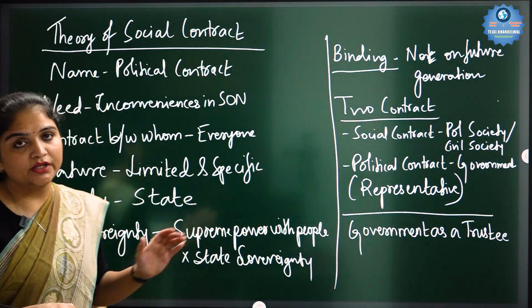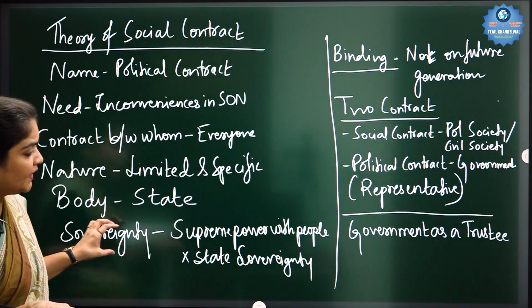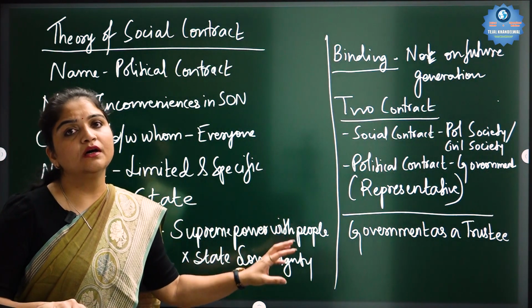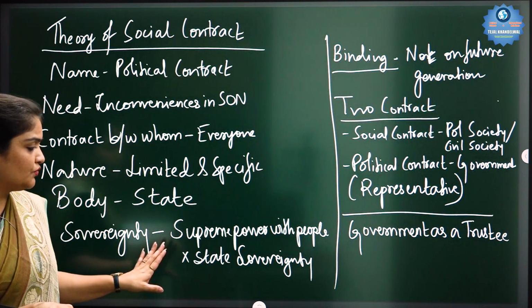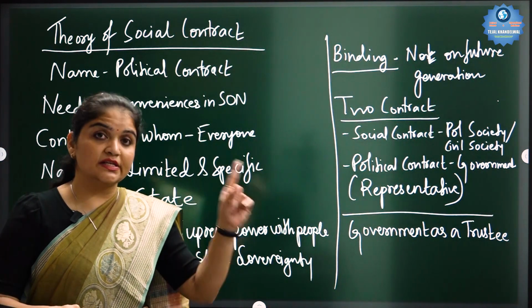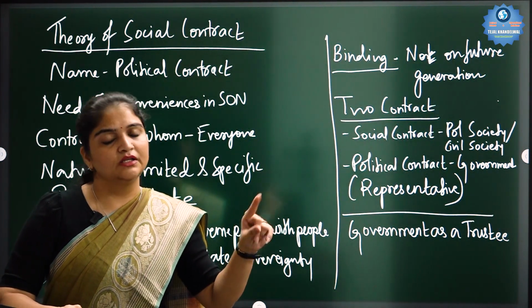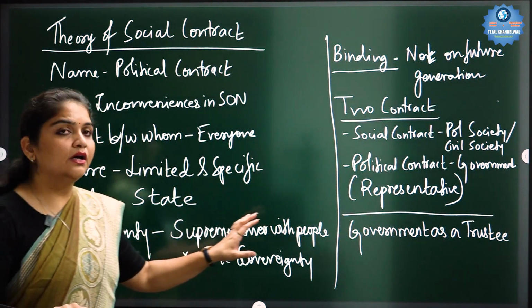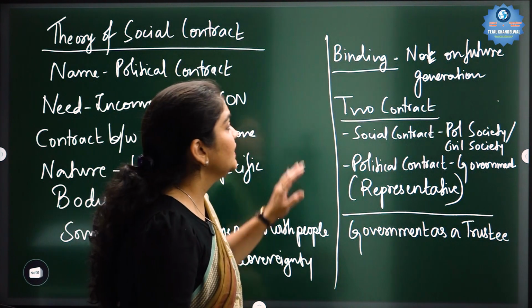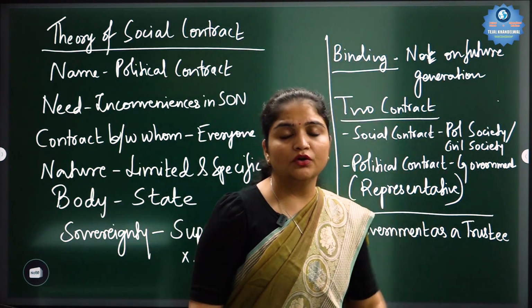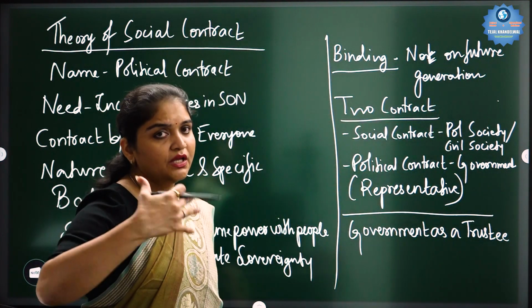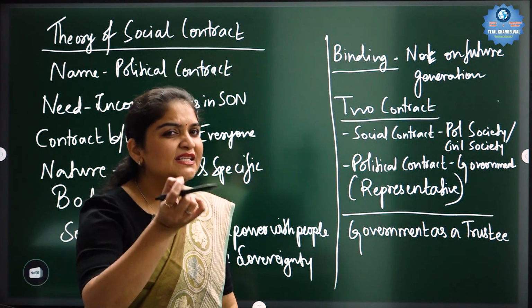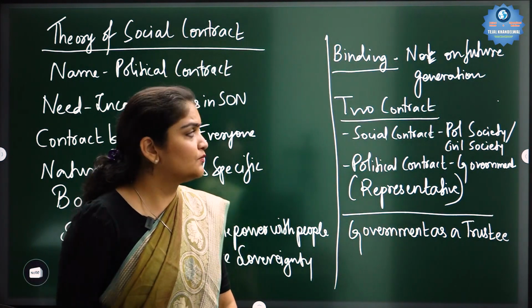State will be the body that will be created. Sovereignty, supreme power, is with the people, right? So the state sovereignty was there. Where? In the Hobbesian idea. Here, sovereignty lies with the people. Now, is it binding? No, it is not binding on future generations. They can change it, which means there is some element of resistance that he is providing.